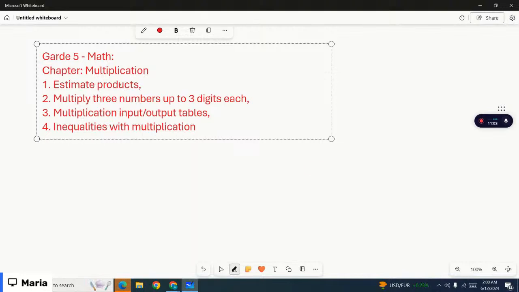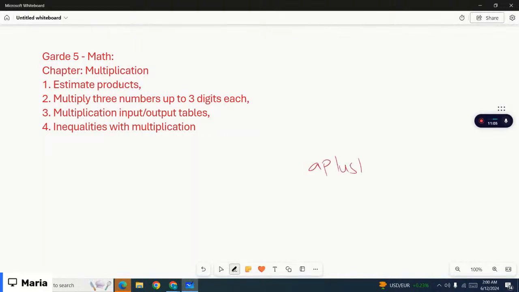You can find all the lessons on aplusstudents.com. You have to log in there using your email address and password as provided by the administrator. Then you have to select math from the subject tab. Scroll down to grade 5 and then click on view all lessons. There you can find a list of the chapters. We're going to start with the chapter multiplication.